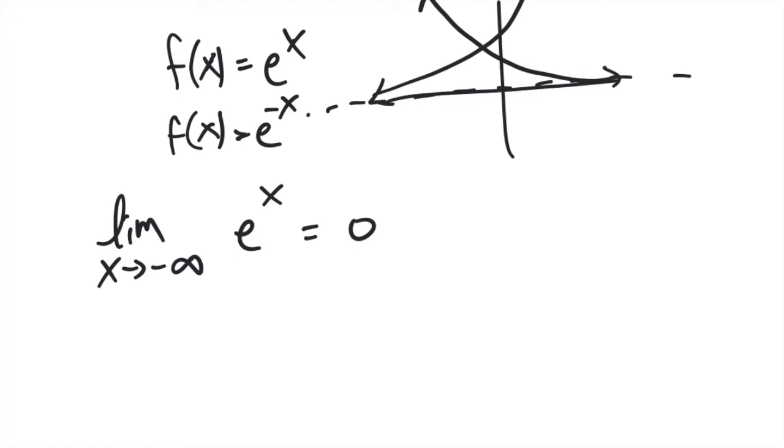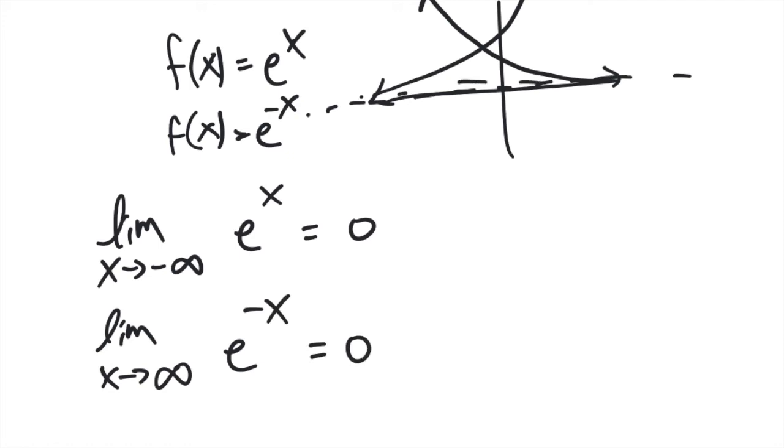So another way to think about this is that the limit as x goes to infinity, positive infinity, of e to the negative x is also equal to 0. In other words, they both have a horizontal asymptote on the x-axis. It just depends on which function you're talking about. Are you talking about the increasing function of e to the x, or are you talking about the decreasing function of e to the negative x?